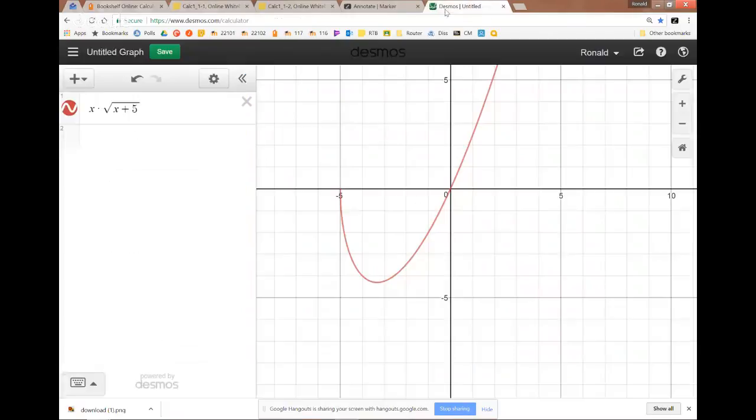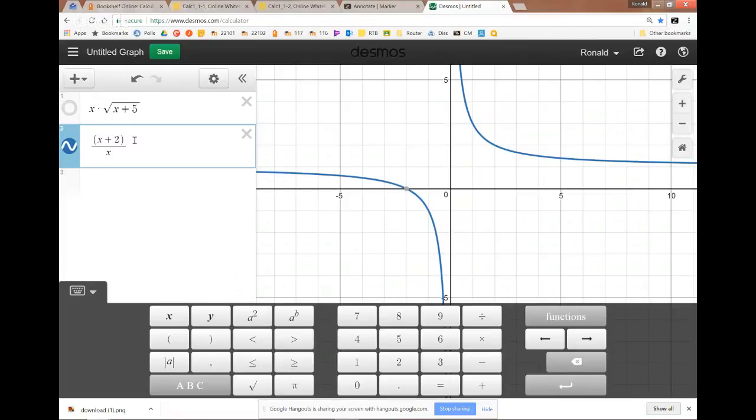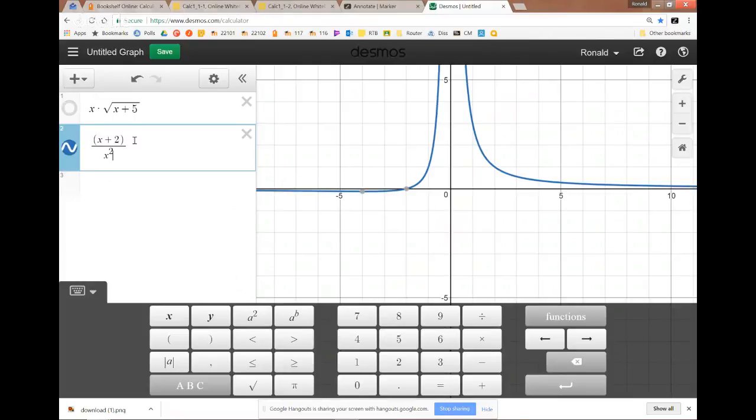So we'll go to Desmos. We'll turn that off. And we have x plus 2. Let's put parentheses around that. And then over x squared minus 1. And you can see that at x equals 1, we've got this vertical asymptote here, and at x equals -1, we also have a vertical asymptote. So that's frequently what will happen in a domain situation. Okay.